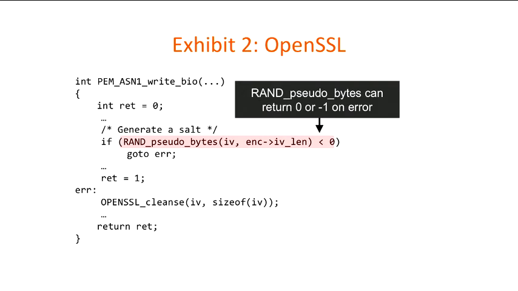Here, the initialization vector is supposed to be randomized, and the caller only checks for the negative value, not the 0 value. That means that the initialization vector might not be random, which will make the encryption much easier to break.